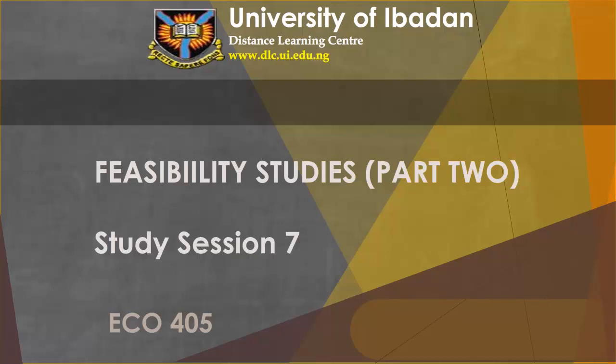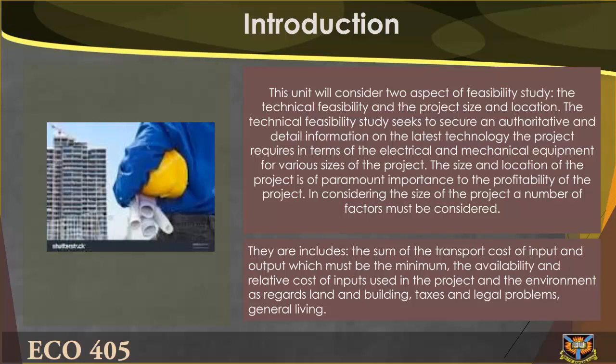Feasibility Studies, Part 2. Introduction. This unit will consider two aspects of feasibility study: the technical feasibility and the project size and location. The technical feasibility study seeks to secure authoritative and detailed information on the latest technology the project requires in terms of the electrical and mechanical equipment for various sizes of the project. The size and location of the project is of paramount importance to the profitability of the project.